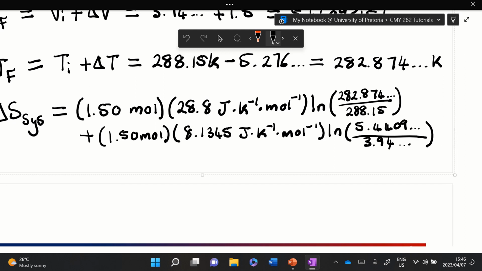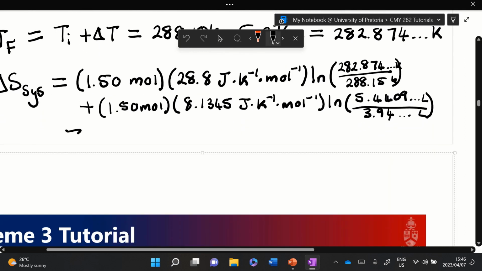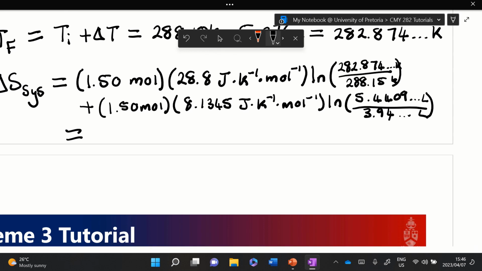This is of course Kelvin over Kelvin, and liter over liter, and they cancel. And moles cancel with mole, and we're just left with joule per Kelvin. 3.227 joule. I don't have to write the unit here yet, so we can round this off to how many significant figures? 3. So 3.23 joule per Kelvin.